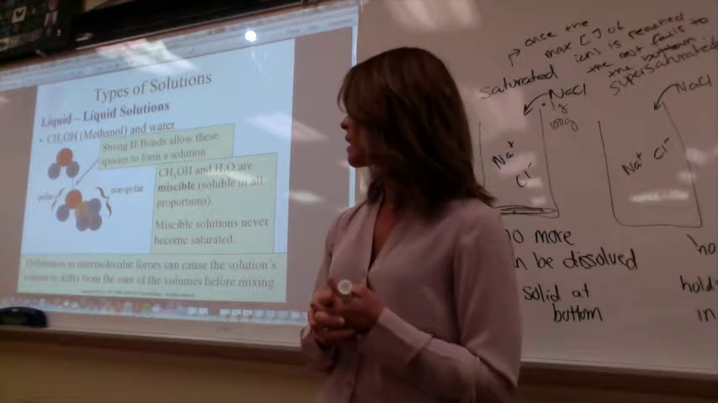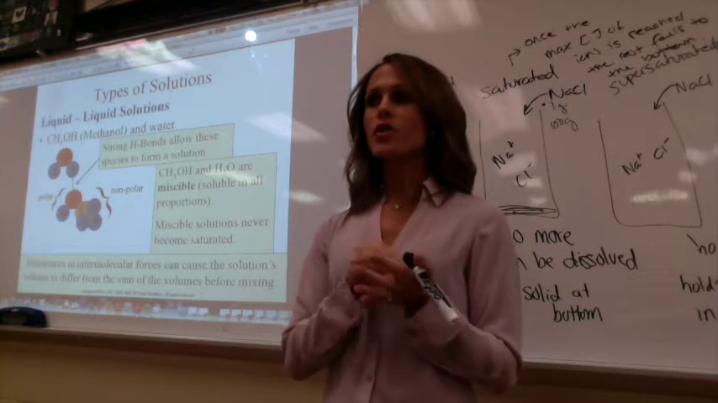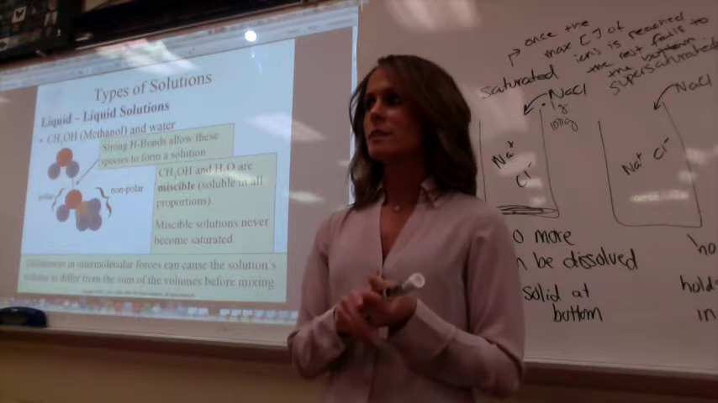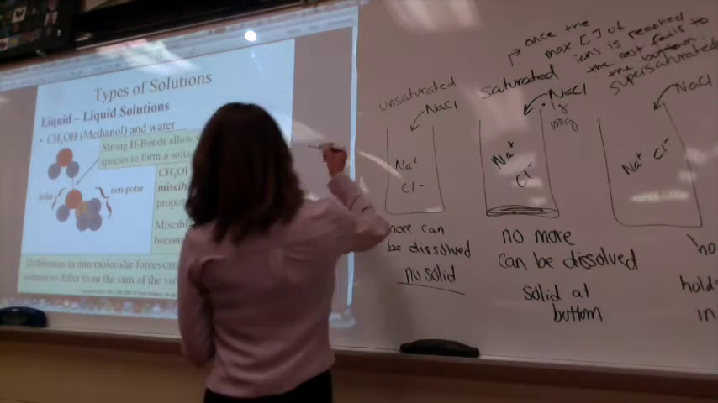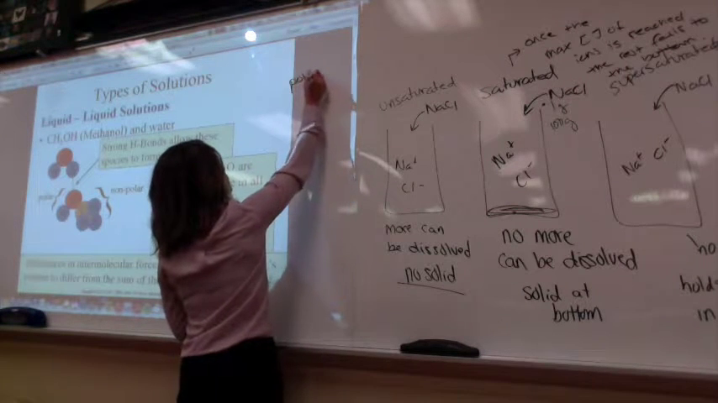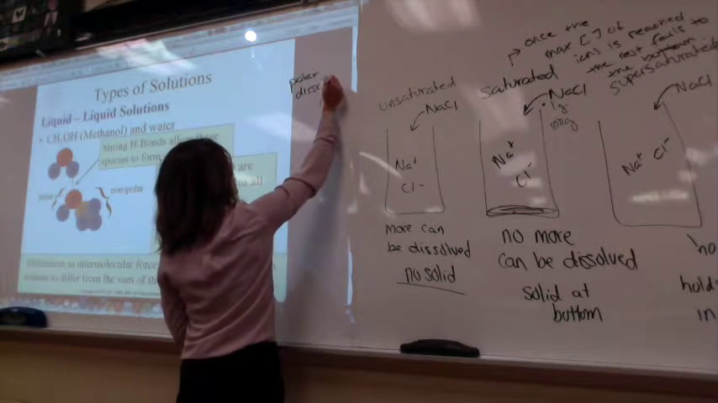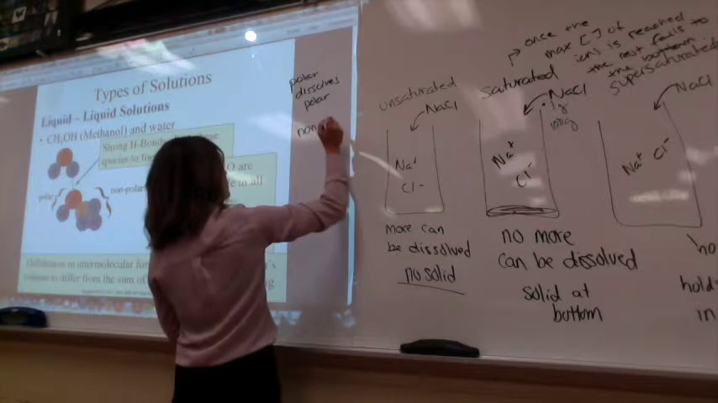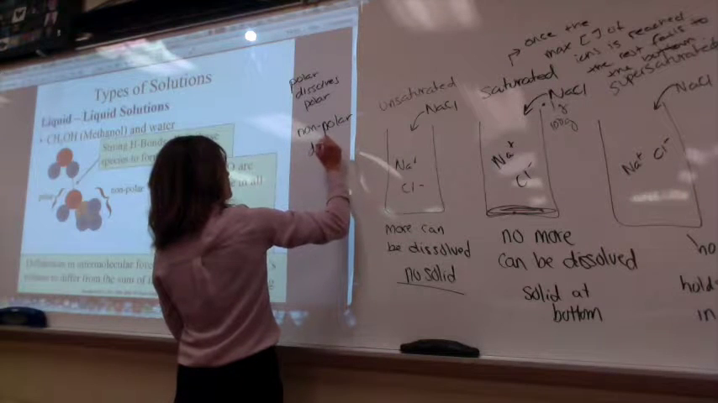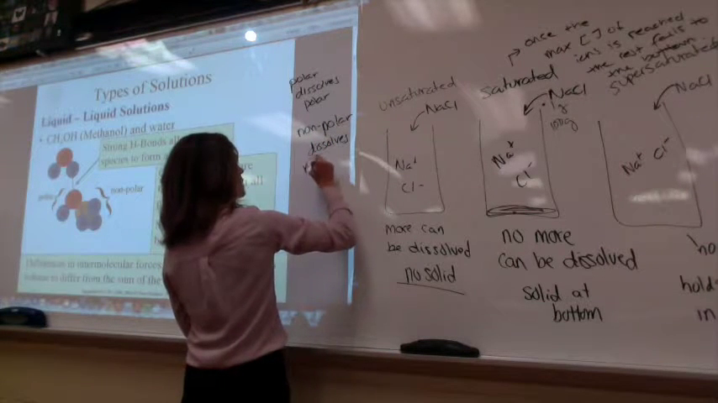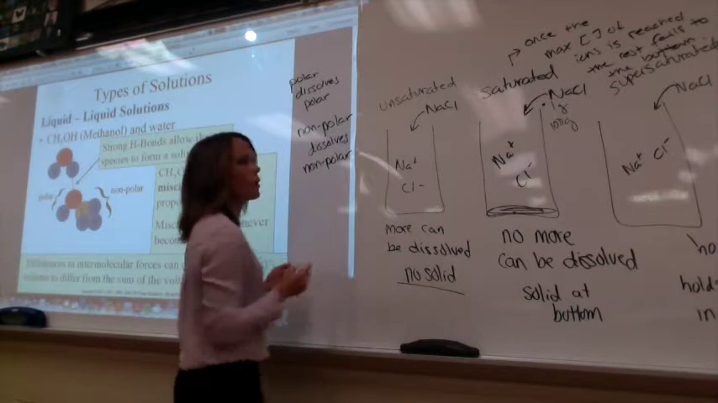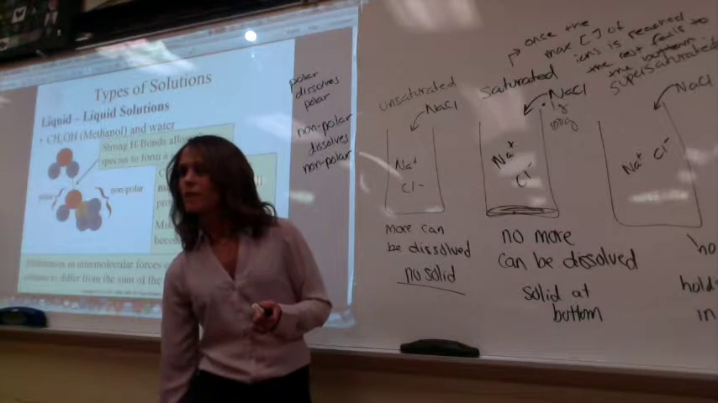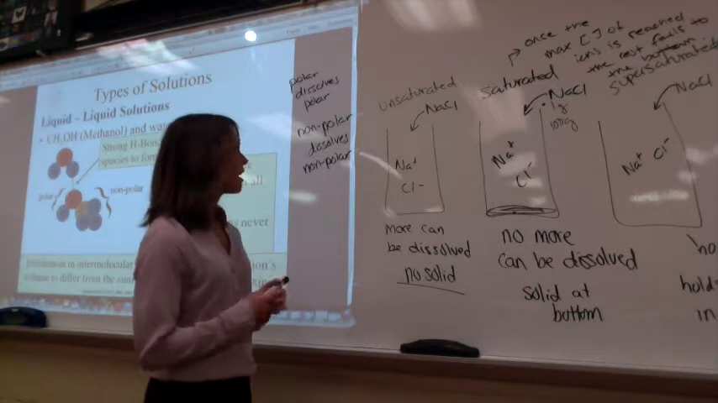Like dissolves like. So if I'm a polar substance, I'm going to dissolve something that is polar. So polar dissolves polar. That's what like dissolves like means. Non-polar dissolves non-polar. Dissolves means that it's going to completely break it apart into a solution. So you wouldn't see parts. It would be completely mixed in.